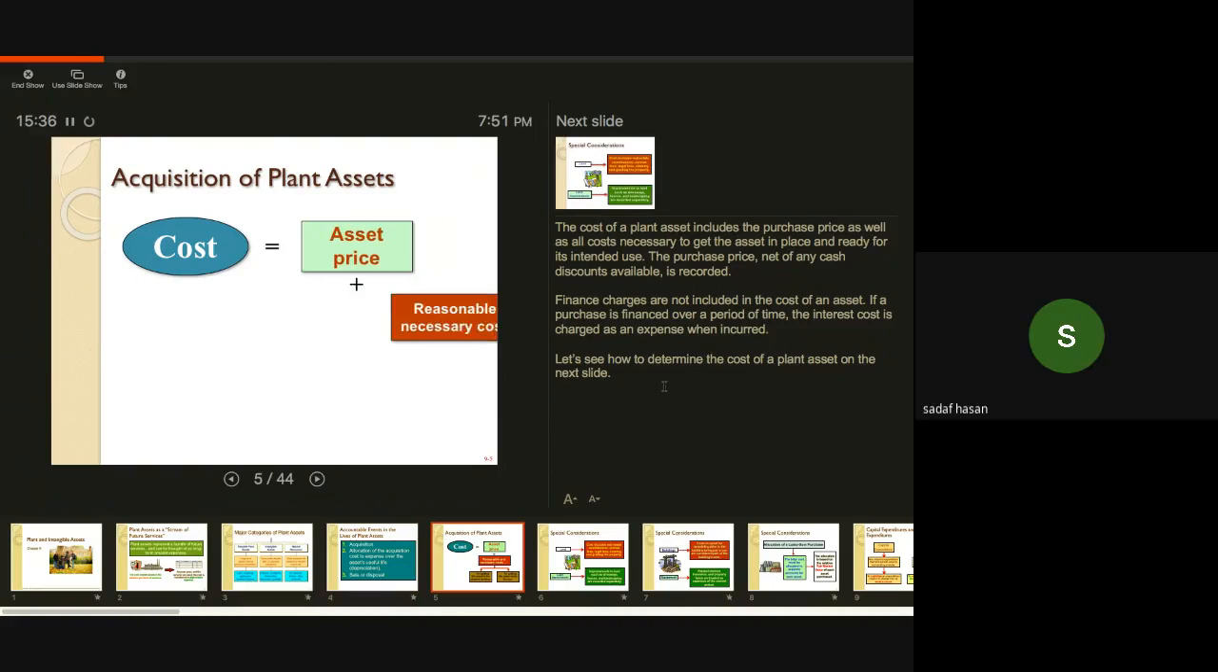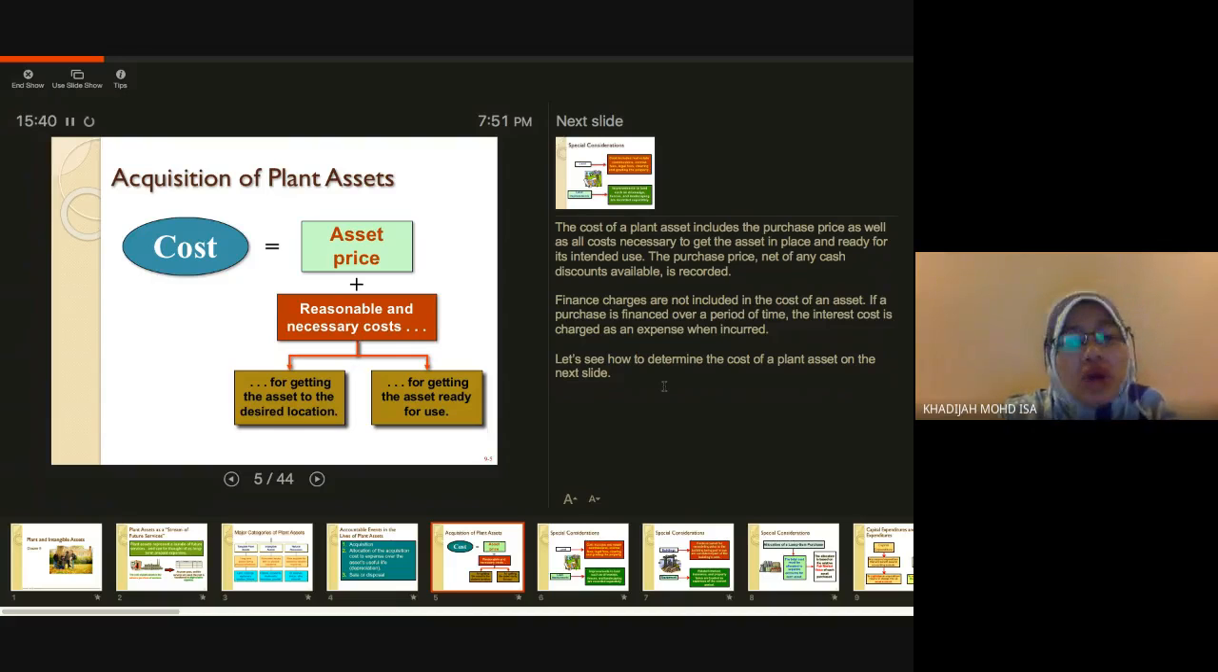When you acquire an asset, you must know the cost of the acquisition. What is the cost of the asset? Remember that the cost is not only the price of the asset, but you also take into account other related costs, what we call incidental costs. For example, the costs you incur in getting the asset to the desired location, which we call transportation costs, or for getting the asset ready for use. For example, you have purchased an asset, and in order to put it into use you have to incur some installation costs. That installation cost will also be part of the total cost of the asset. So the cost is not necessarily only the price, but also other costs related to putting the asset into use, ready for use.